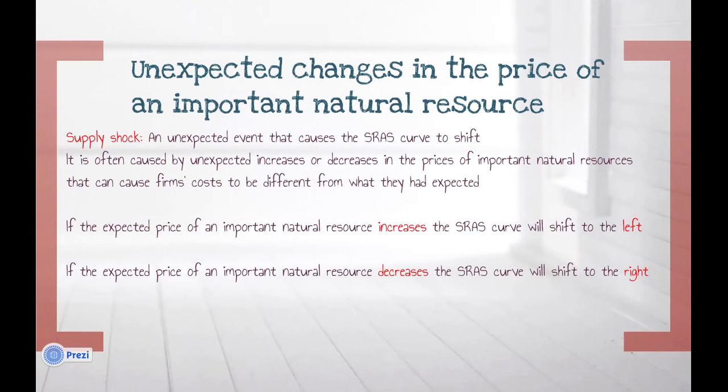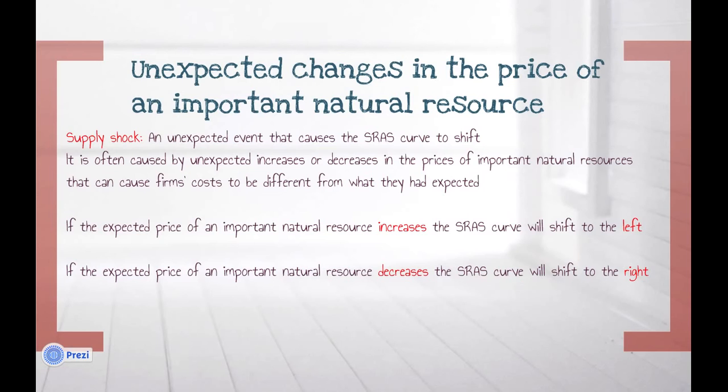A supply shock is an unexpected event that causes the short-run aggregate supply curve to shift. It is often caused by unexpected increases or decreases in the prices of important natural resources that can cause firms' costs to be different from what they had expected.